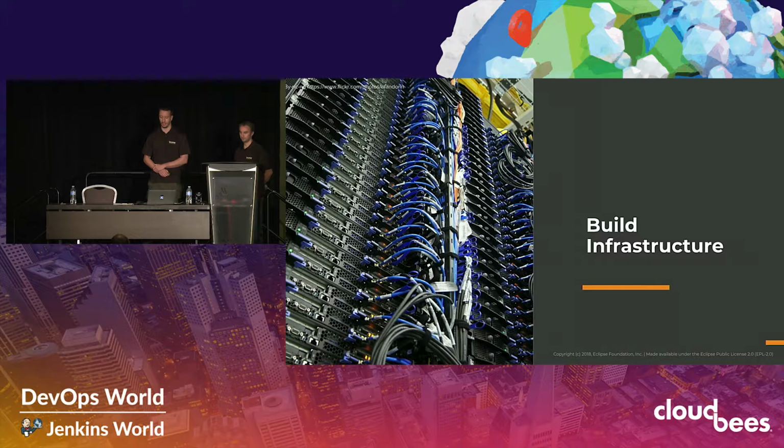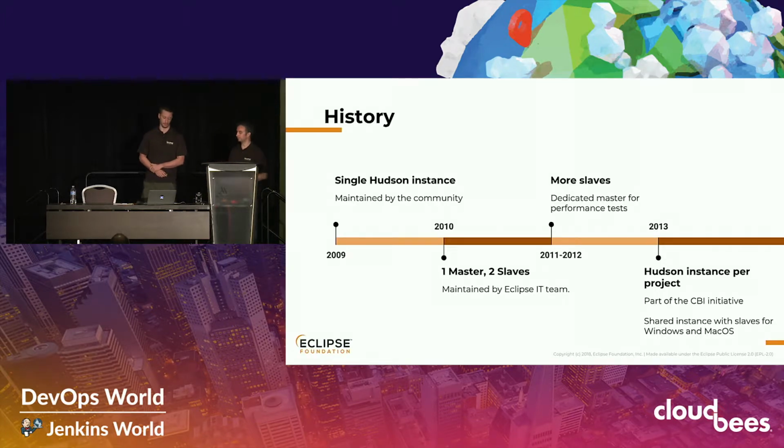So yeah, I want to just give you a glimpse into our history with regards to our build infrastructure. In 2009, we started with a single Hudson instance. At that time, it was still called Hudson. And it was maintained by the community. And since this got some traction and was used a lot, there were more instances added. Actually, in 2010, there were 3 dedicated machines, 1 master and 2 slaves. And instead of the community, the Eclipse IT team maintained them.